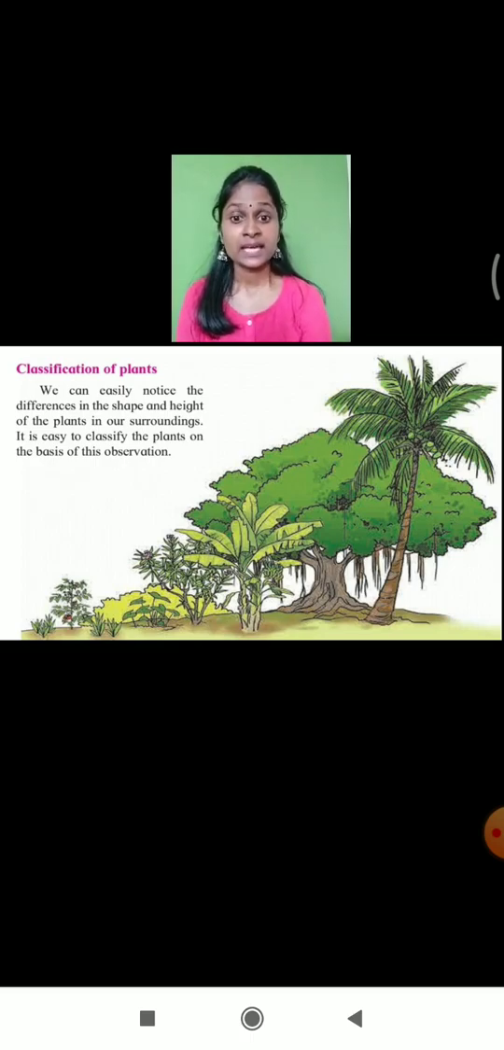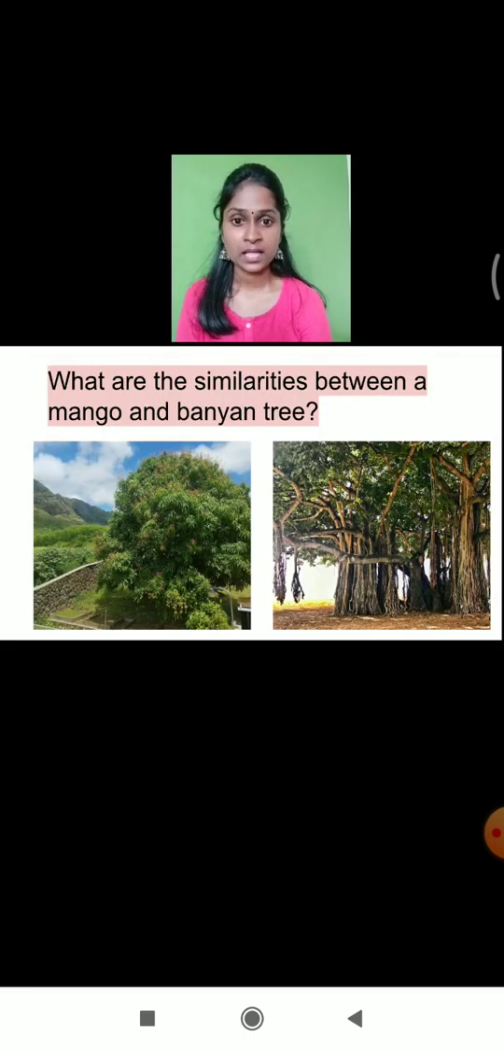Am I right? It is easy to classify the plants on the basis of this observation. So now what we are going to learn here in this topic today, we are going to classify all these varieties of the plants depending upon their shape, their structure and their height one by one. Okay. So now let's see that one by one. Now students, look at this picture. What are the similarities between the mango and the banyan tree? Can you see the plants over here? The first picture displays the mango tree.